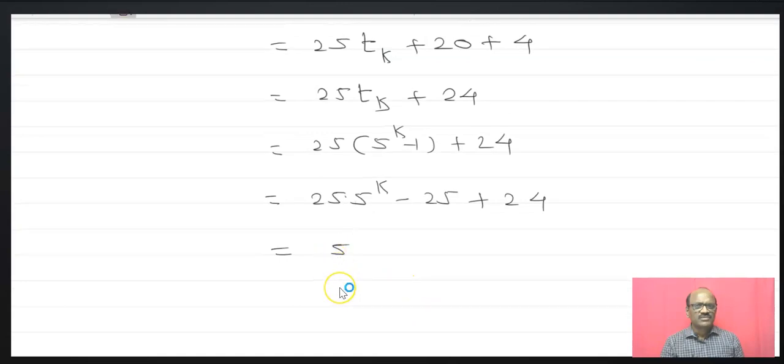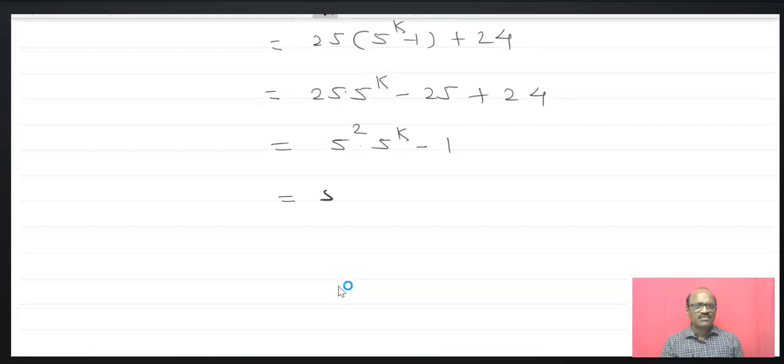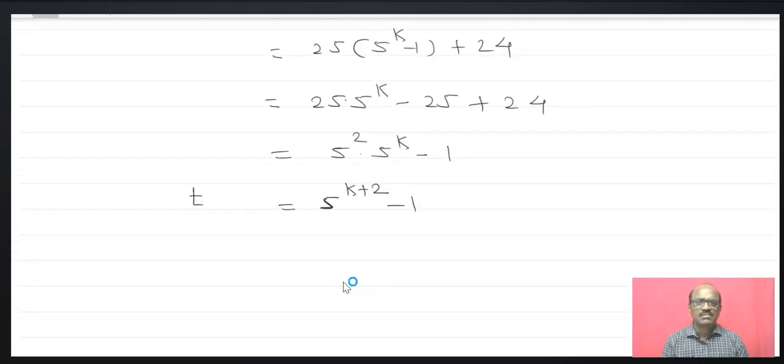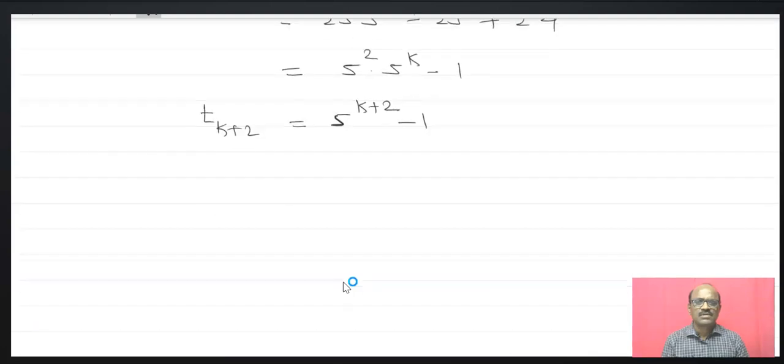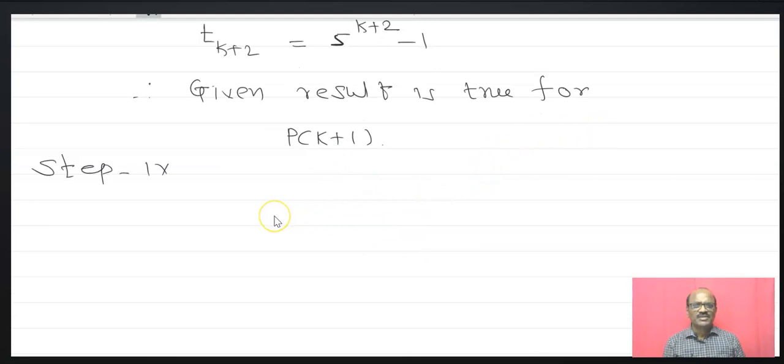That is 5 raised to 2, 5 raised to k minus 1. That is 5 raised to k plus 2 minus 1. So t_{k+2} equals 5 raised to k plus 2 minus 1. The given result is true for P(k+1).